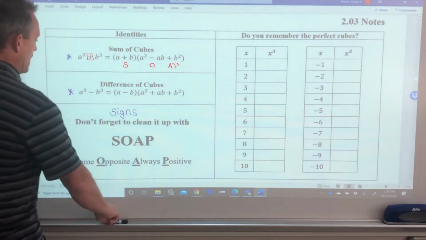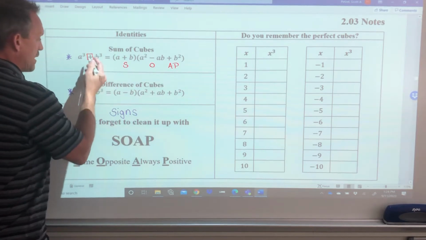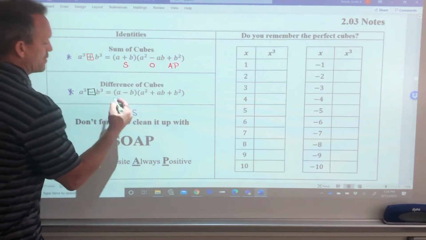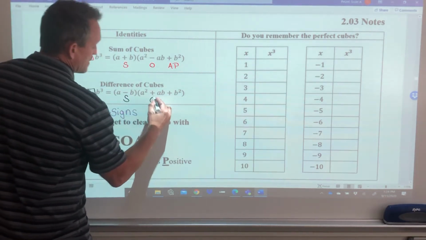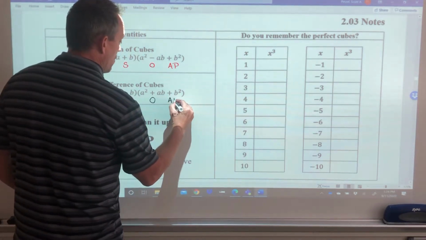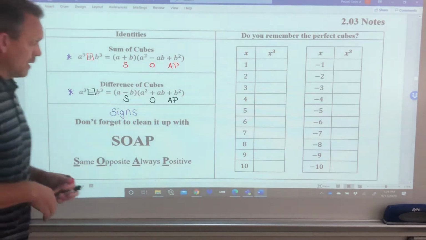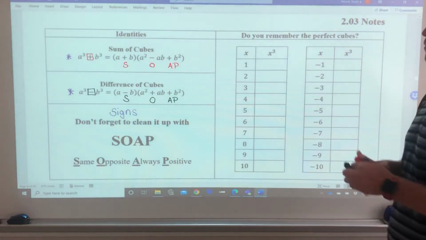So if we looked at it from the difference of cubes, now instead of having a positive, we have a negative. So our first sign is still the same. Second sign is still opposite, and the last sign is always positive. So that's what SOAP stands for, as far as that little help of remembrance of what we need to do.